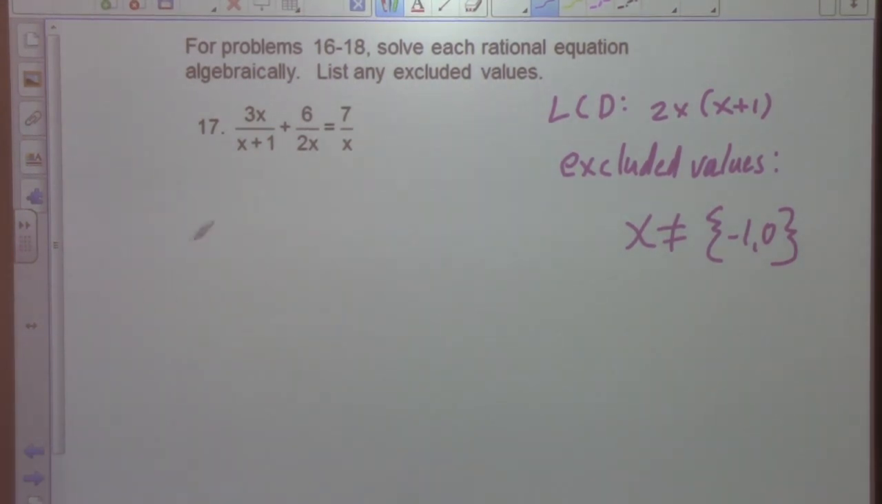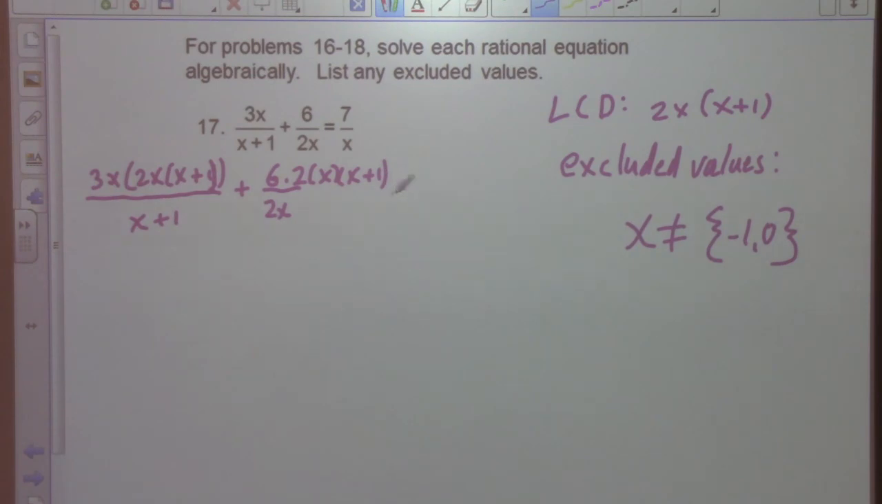All right, let's go ahead and multiply through by our least common denominator. 3x times 2x, x plus 1. That's a double parentheses on the right. Okay, and that's going to be over x plus 1. And then we have plus 6 over 2x, and that's multiplied by 2x, x plus 1, right?